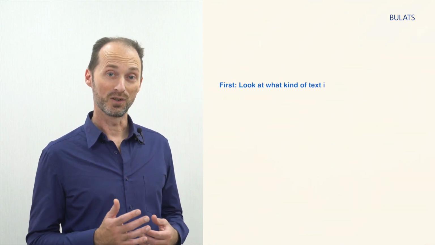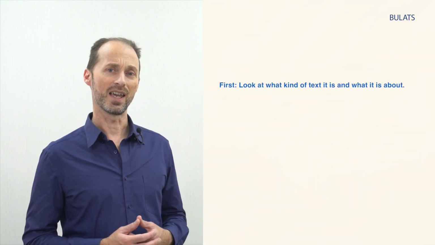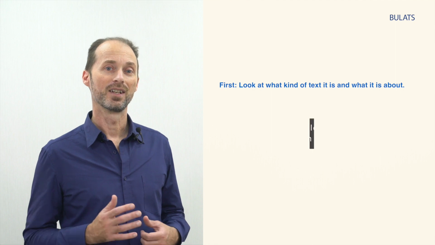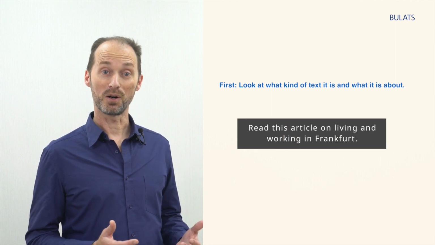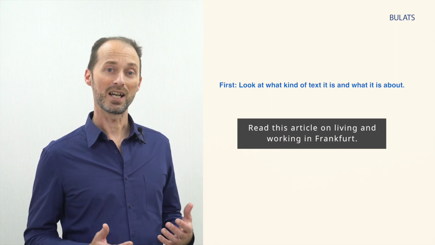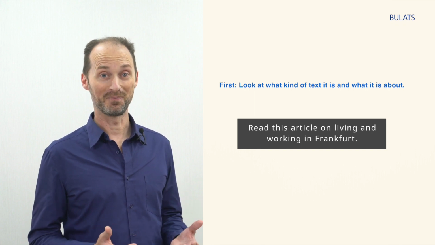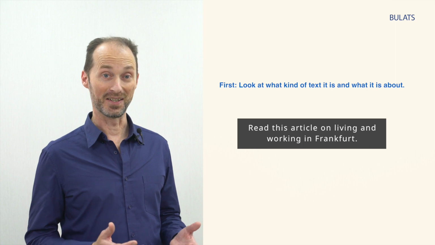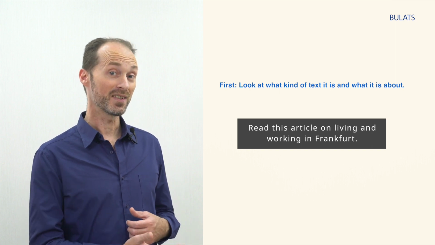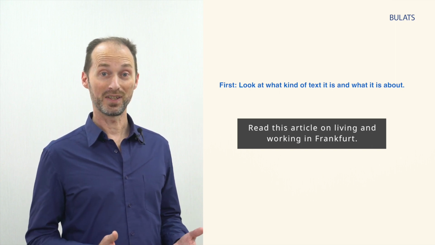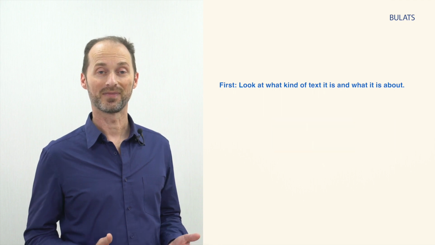So, let's spend a moment to look at how to do the question. The first thing to do is to look at what kind of text it is and what it's about. You'll see this information at the top of the screen, and this is really helpful information as it will prepare you for what you're going to read, and that's going to make it easier. So we see this is an article and it's about living and working in Frankfurt.